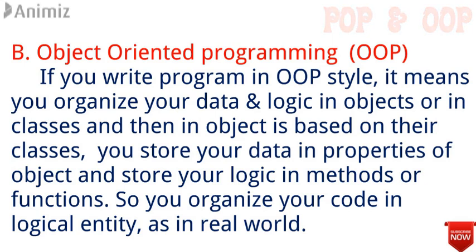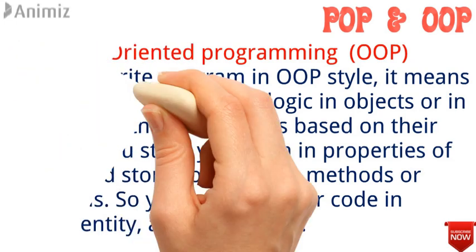OOP is the concept of writing programs for real-world entities using a class, which is a blueprint of an object, and other characteristics of OOP. To know more about the characteristics of OOP, you can check the video which I already made on the concepts of OOP, which is provided in the link above.